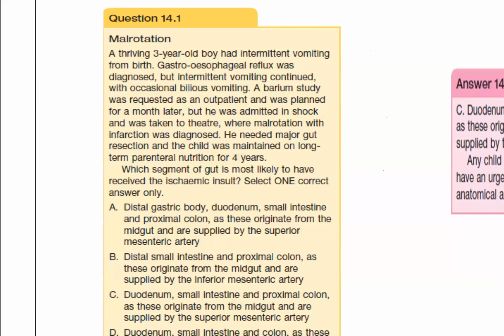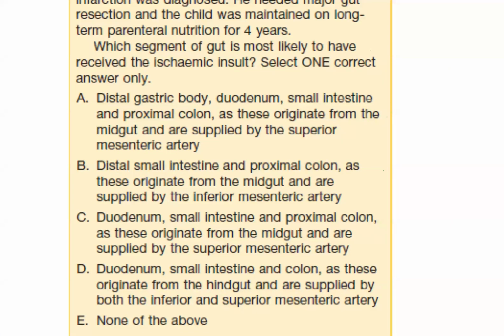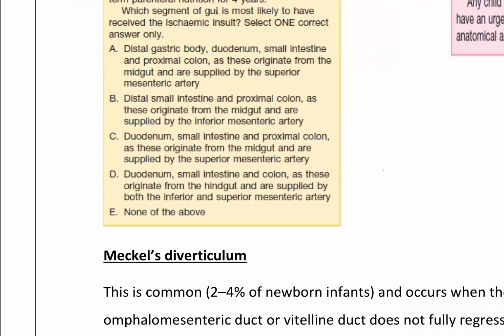Is it gastric body, duodenum, small intestine, proximal colon, which originate from the midgut and are supplied by the superior mesenteric artery? Or distal small intestine, proximal colon, which originate from the midgut and are supplied by the inferior mesenteric artery? Or duodenum, small intestine, proximal colon, which originate from the midgut and are supplied by the superior mesenteric artery? Or duodenum, small intestine, colon, which originate from the hindgut and are supplied by the inferior mesenteric artery? Or none of the above. You can write it in your chat box.